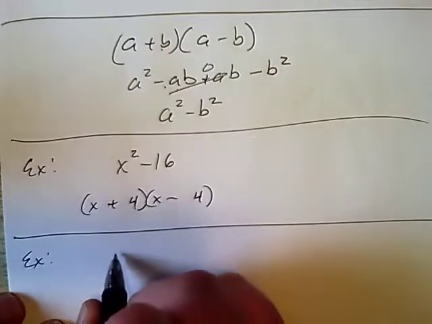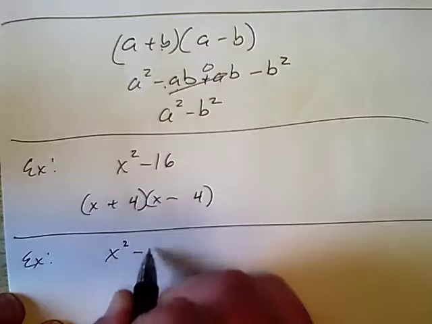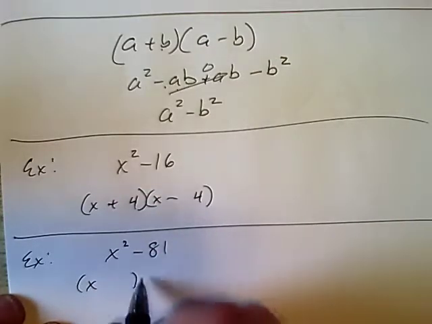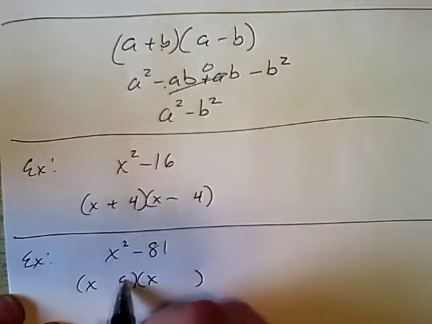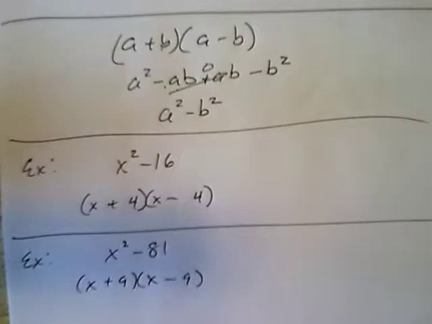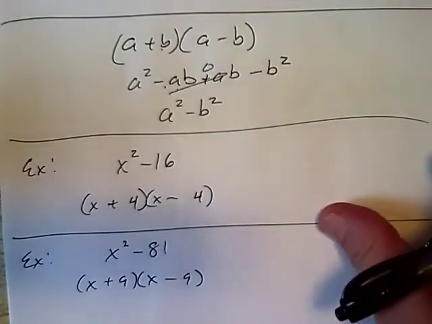What about x squared minus 81? Well, it's x and x, 9 and 9, plus and minus, and I'm done. Really, it's just that easy.